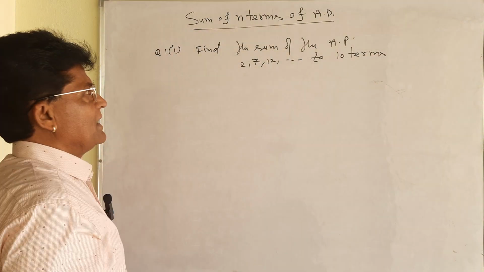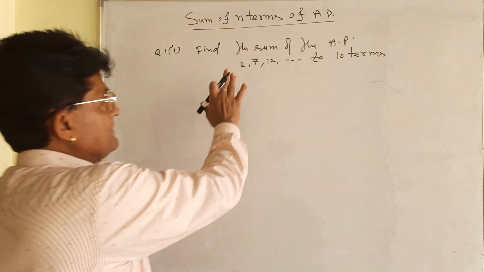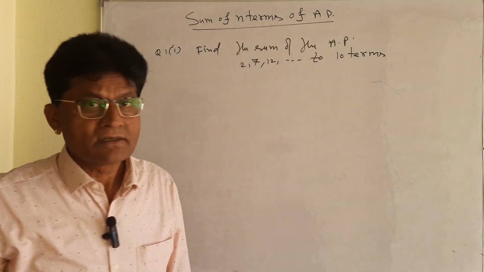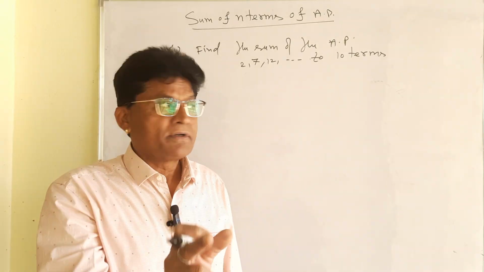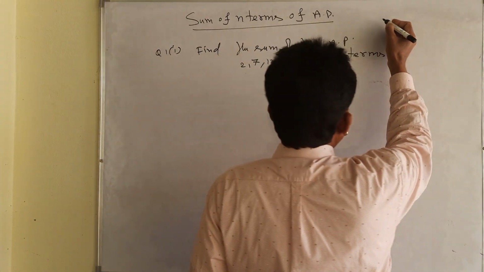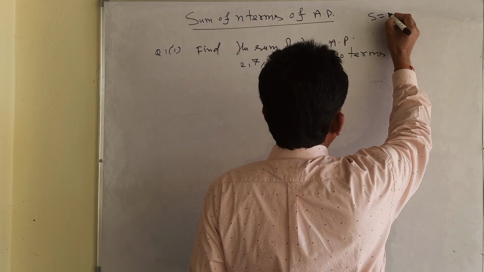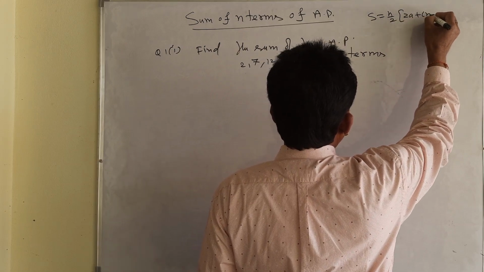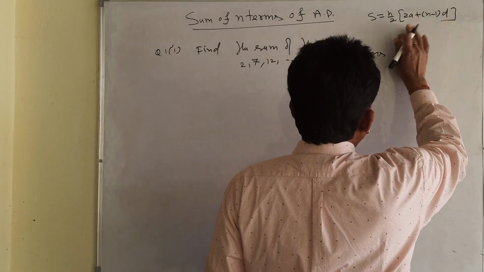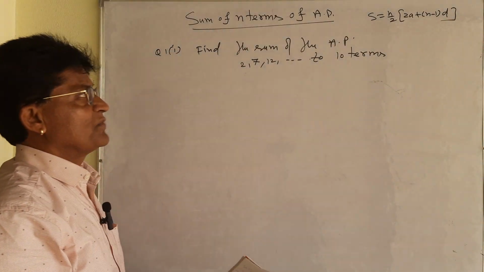Okay, this is a very simple solution. It is given, find the sum of this one. My dear student, you must know the formula. I am just going to write the sum of n terms of AP: n upon 2 times 2a plus n minus 1 into d. This thing you must keep in mind. I will use it frequently.